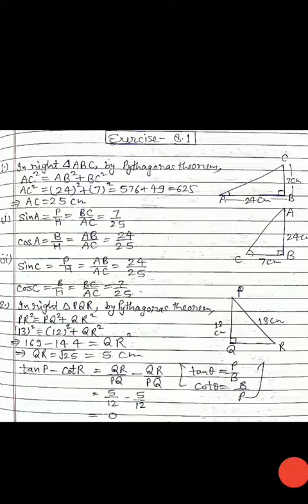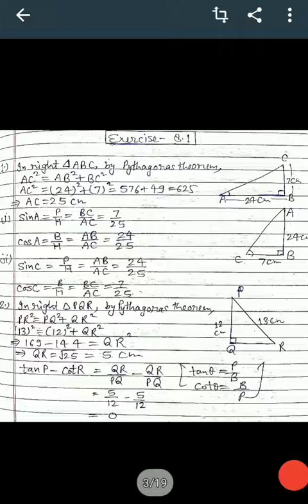Now we have to find sin A. So sin A is P upon H. For angle A, perpendicular is BC and hypotenuse is AC. So BC upon AC. Now the values of BC, that is 7, and AC is 25. So sin A equals 7 upon 25. Now cos A is B upon H, and for angle A, base is AB and hypotenuse is AC. So B upon H, that is AB upon AC. Values 24 upon 25.